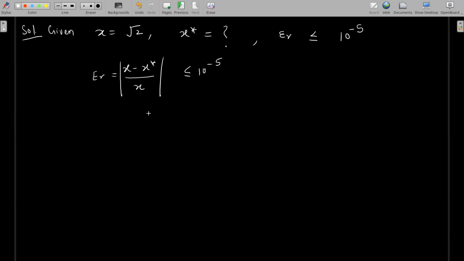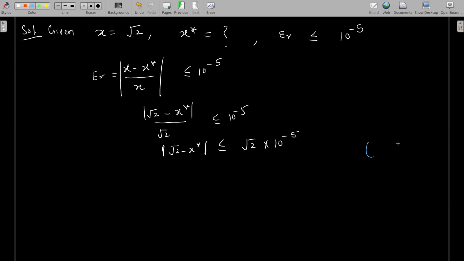Okay, just simplify this expression. x is root 2, x star you need to compute, and x is root 2. Root 2 is positive, so चाहे ब्रैकेट लगाओ चाहे ना लगाओ, ये पॉजिटिव है, ठीक है, no need to put a bracket. But here you need to put a bracket, we don't know which one is bigger. Okay, so root 2 से multiply कर दो, cross, positive number है, you can multiply on both sides. Okay, now remove the modulus.